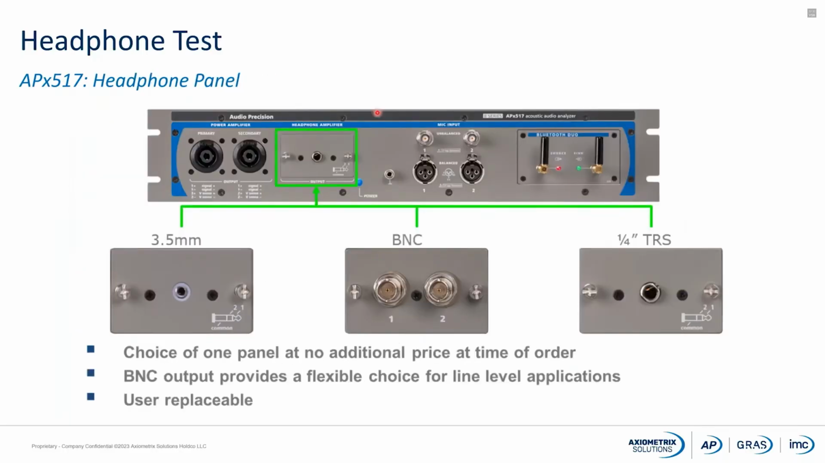In the case of the headphone amplifier, whenever you purchase a 517, you have to decide which type of connector you would like for the headphone amplifier. We have a 3.5 millimeter, BNC, or quarter-inch TRS. You can get more than one of these panels because the panel over there for the headphone amplifier is user replaceable. So you can change it depending on your needs.